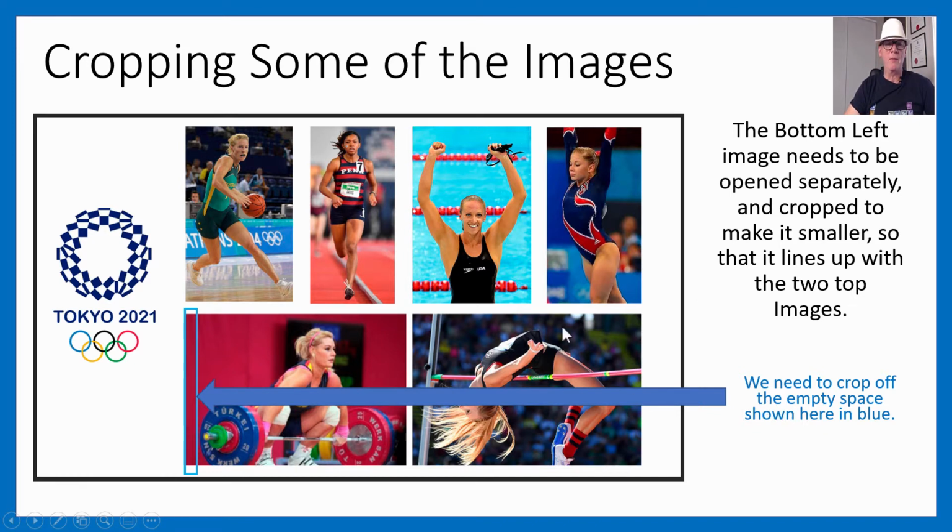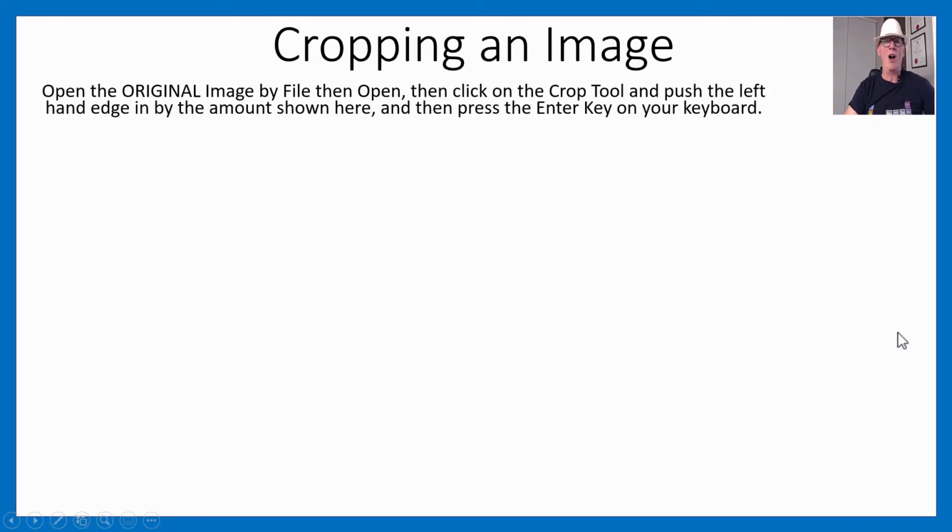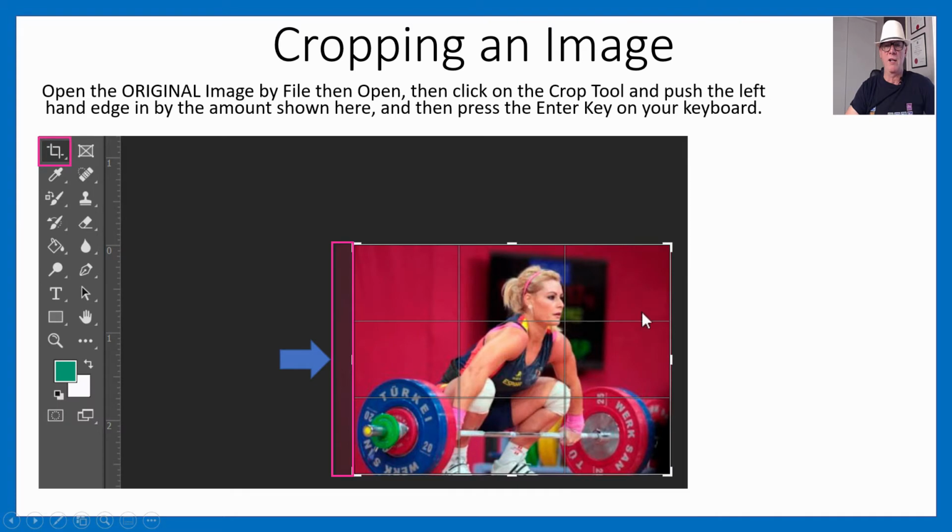So we need to crop off some empty space. Now, unfortunately, you can't crop it off while you've got everything in the collage. You can't just right click on this one and go crop, unfortunately. What you'll have to do is open up the original file. So here's our original picture of the weightlifter we got off Google Images, right? So we need to go File, Open, and just open up that JPEG on its own. You can leave your other project open. This will just open up in a new tab on Photoshop.